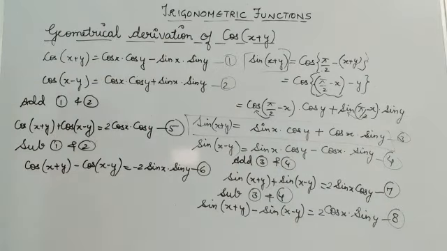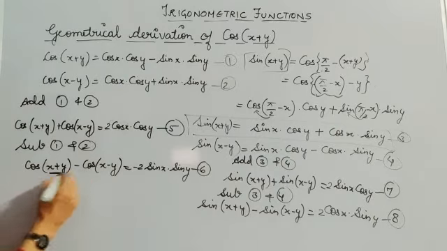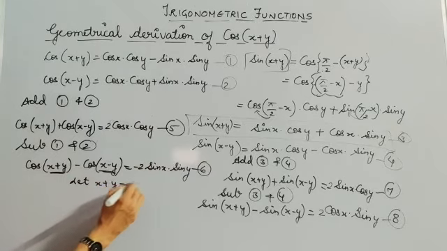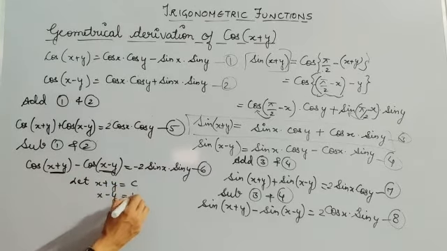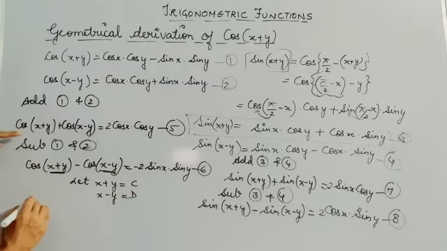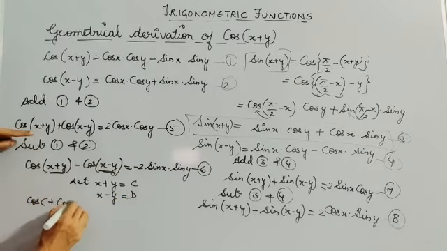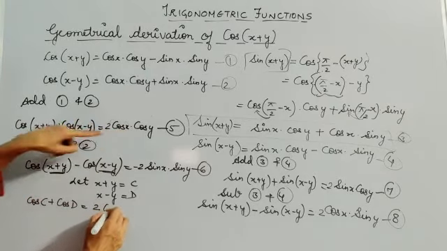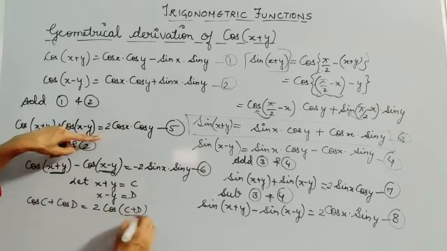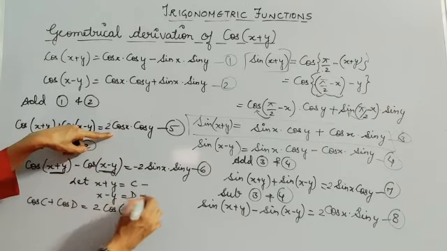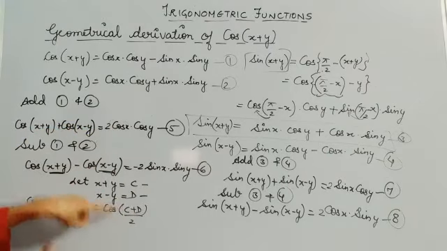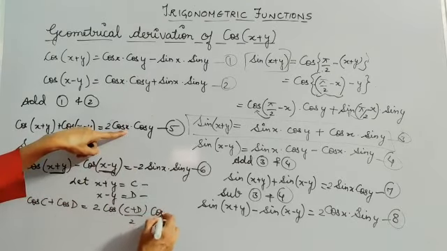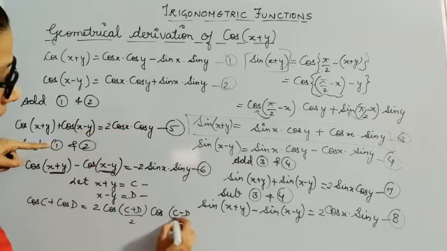Now these 5th, 6th, 7th and 8th are known as product formulae, which are of great use in this chapter. Children, if you want to write these in a single term, then you can just let x plus y equal to c and x minus y equal to d. Then these formulae will become cos c plus cos d equal to twice cos of (c plus d) by 2, and so on. You can calculate the value of x from these 2 equations. You will be getting it as (c plus d) by 2. That means wherever you are getting x, you write down (c plus d) by 2, and wherever you are getting y, you will be writing it as (c minus d) by 2.